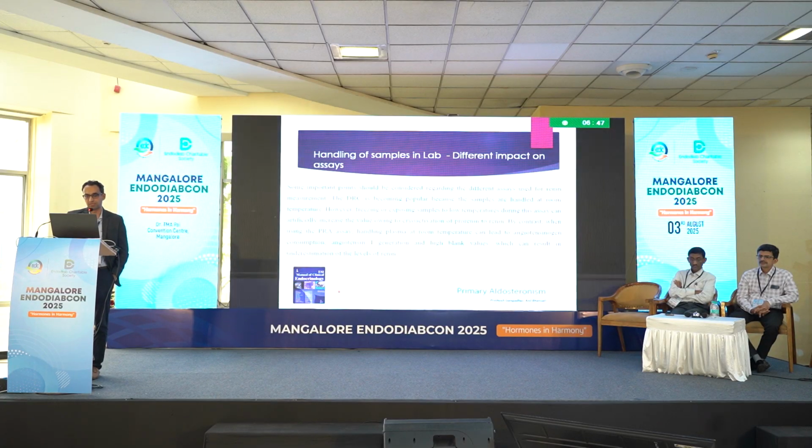One important point, this is a publication from my end. If you send DRC and the sample is frozen and sent, you will get a high renin level, so you have to be cautious with that. And if you send PRA and the sample is sent at room temperature, you will get a very low renin activity. Mostly these tests are sent to a referral center, a referral lab. So if you're not cautious with the sample handling, you could get a wrong result. So always look into this aspect.